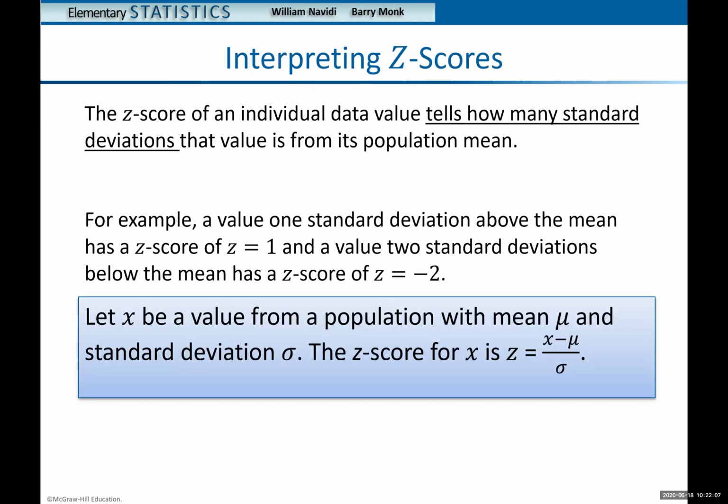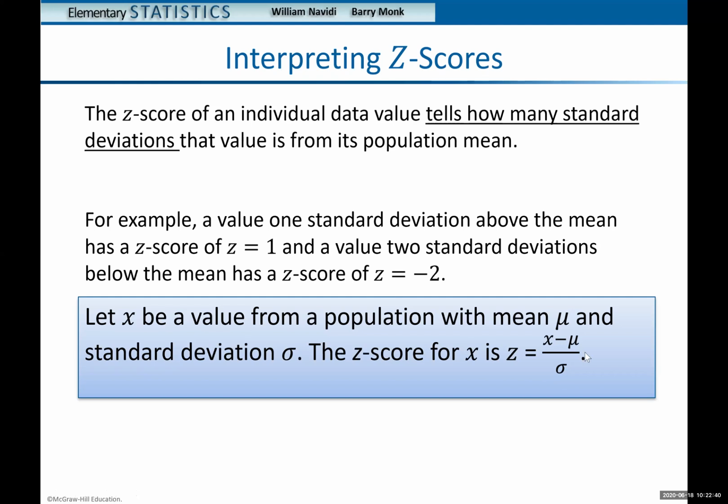And a z-score tells us how many standard deviations that value is from its population mean. For example, remember we talked about yesterday for the empirical rule, how many standard deviations away from the mean. So for example, a value 1 standard deviation above the mean has a z-score of z equal to 1, and the other one has a z-score equal to -2.